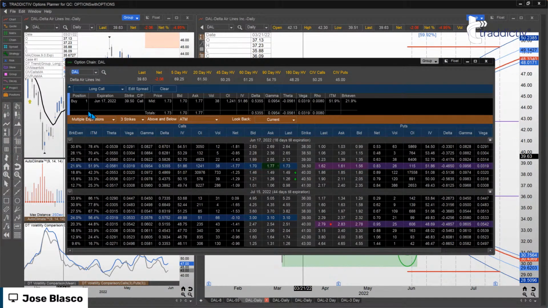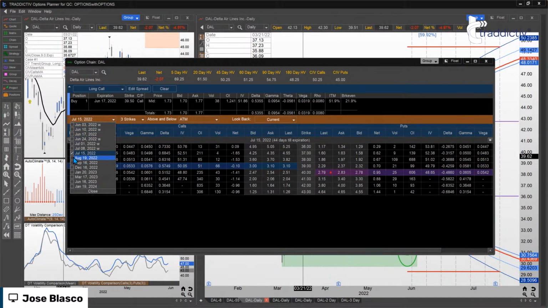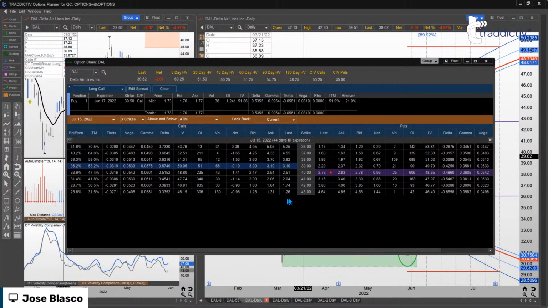Delta Airlines. We're going to be looking at the July 15 expiration date. And as you can see, the strikes available are 43 and 36. Liquidity is very nice with Delta Airlines, so not a problem. So everything is looking good.